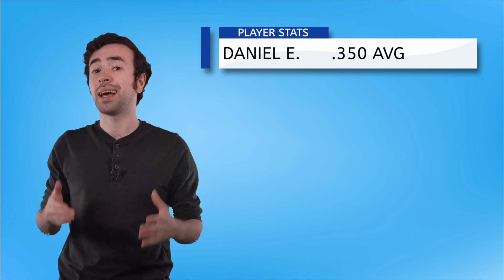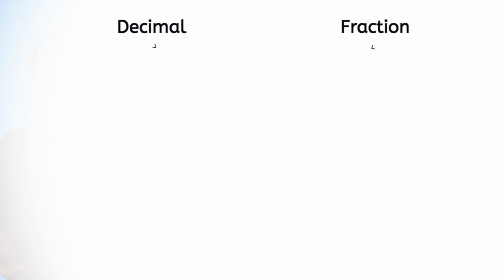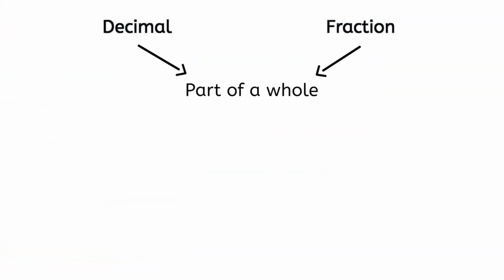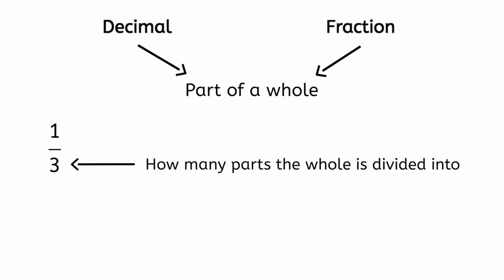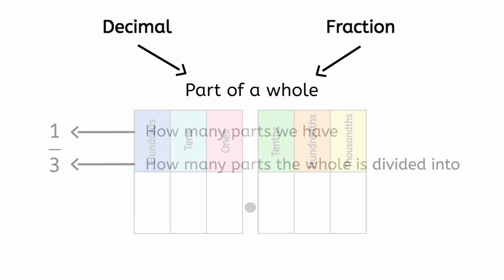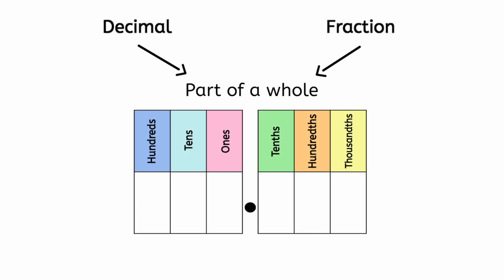Based on the numbers we saw on TV, batting averages are reported as decimals. What do we already know about decimals? Decimals, like fractions, represent part of a whole. In fractions, the denominator tells us how many parts the whole is divided into, and the numerator tells us how many parts we have. Decimals are similar, but they use the digit's place value to tell us how many parts the whole is divided into, using factors of 10, like 3/10, 35 hundredths, or 350 thousandths.